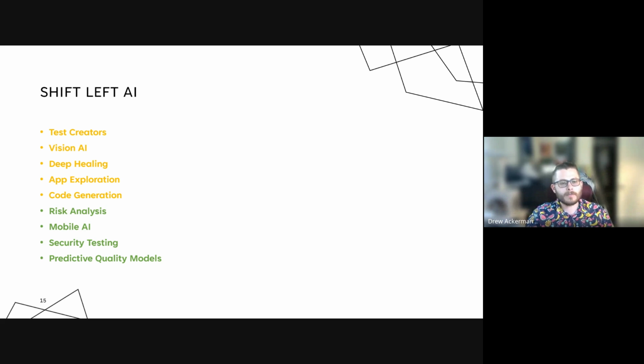The predictive quality models is similar to risk analysis. It's this idea that you identify risky areas and less risky areas, and it kind of gives you this idea of what you need to address in certain areas. It's pretty neat. So those are how I split the AI and saying this is cool, but maybe not super helpful, not really empowering the devs or QA to make better decisions. These ones seem to be a little bit more interesting.